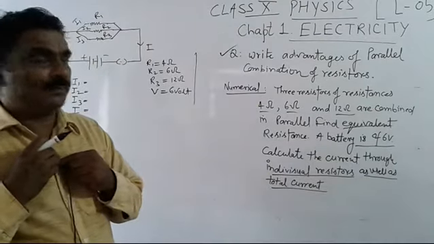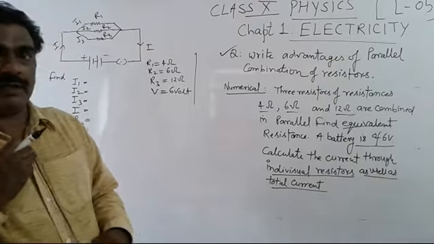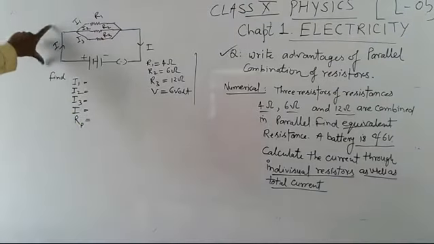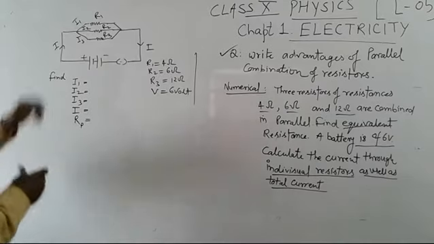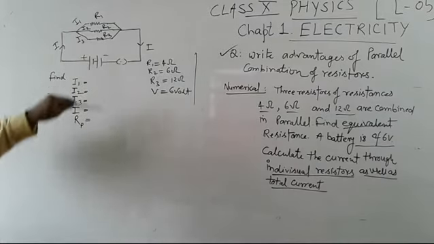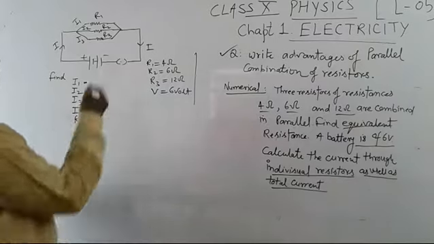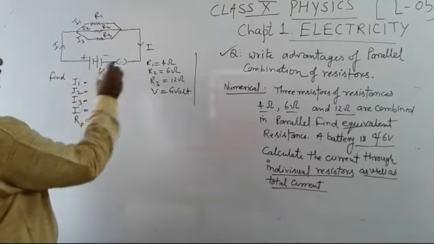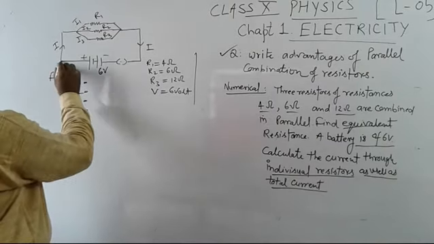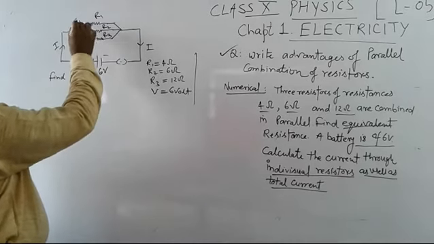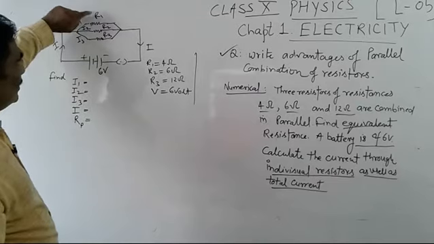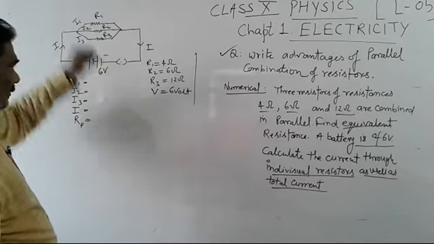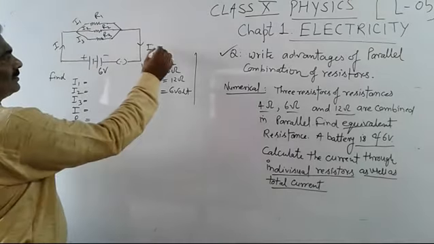So here students, we have made a circuit diagram where R1, R2, R3 are 3 resistors, and a 6 volt battery is applied here. When the key is closed, current I flows, and I1, I2, I3 are the individual currents for resistors R1, R2 and R3. So these are the given things.